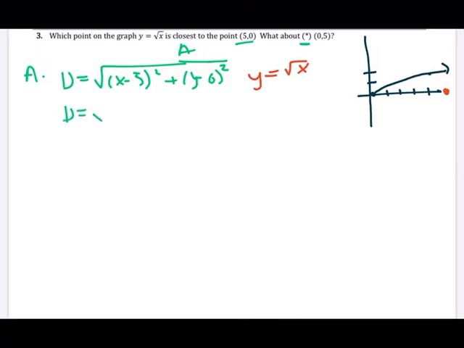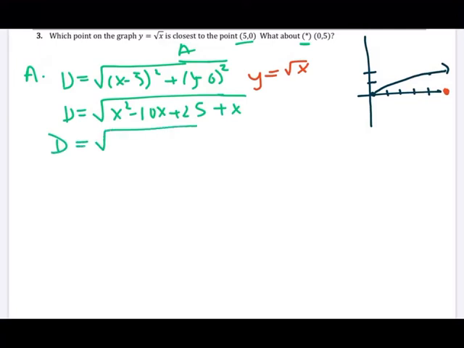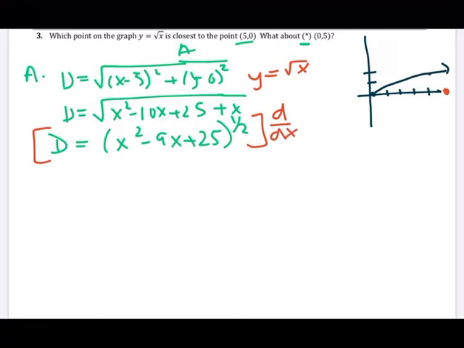So that's going to give me that the distance equals, and I'm going to go ahead and multiply this out, x squared minus 10x plus 25, plus if I square the square root of x, I'm just going to get x. So really d is going to equal the square root of, actually I'm going to write it as rational exponents, (x squared minus 9x plus 25) to the power of 1/2. I want to write it that way because the very next thing I'm going to do is take the derivative with respect to x.